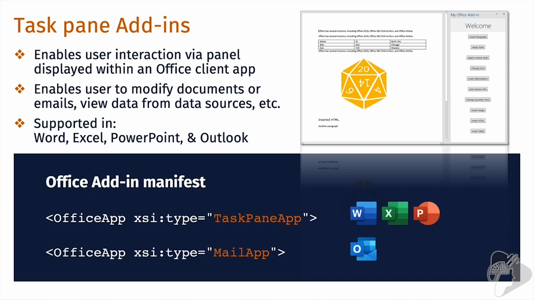You can see I've got a document open in Word, and on the right-hand side, I have a task pane that is just going to allow me to click different buttons to add content to my Word document. Now, the way you define your add-in is in the manifest, and here you set the OfficeApp XML element. You set its type attribute equal to something like TaskPaneApp or MailApp, depending on the Office client where you want to make this available.